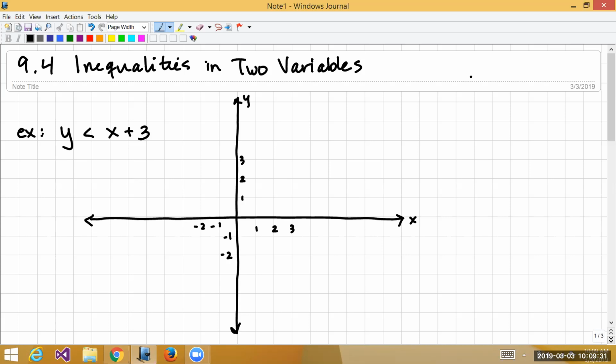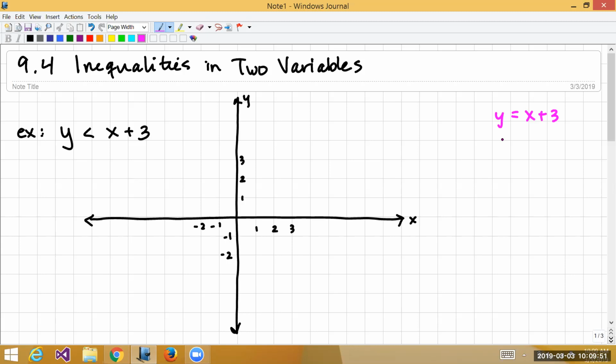So first step is we have to go ahead and graph the related equation. So in this case, the related equation would just mean, for a moment, assume instead of a less than sign, we have an equal sign. So how would we graph this?